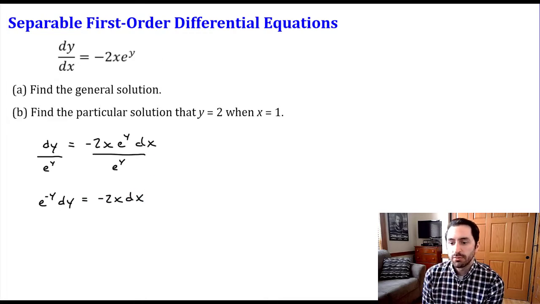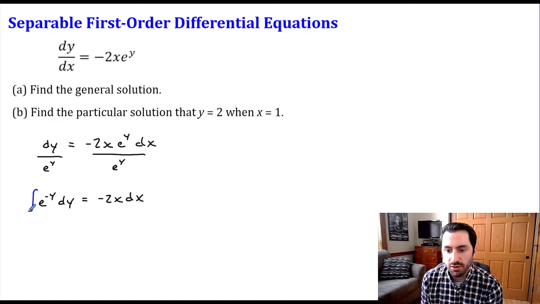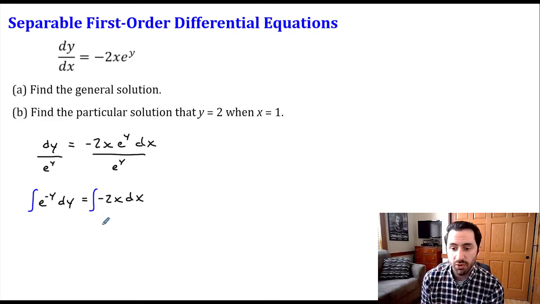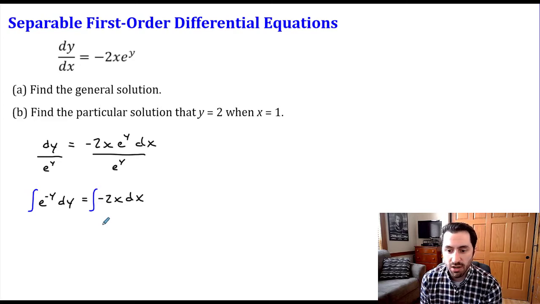So now, to find our general solution, we're going to take the integral of both sides of this equation. This is why we wanted to separate the x's and the y's. So here I have an integral with just y's in it times dy, so we can find the integral here. And then the same thing on the right-hand side. I have the integral of negative 2x, it's just x's, times dx.